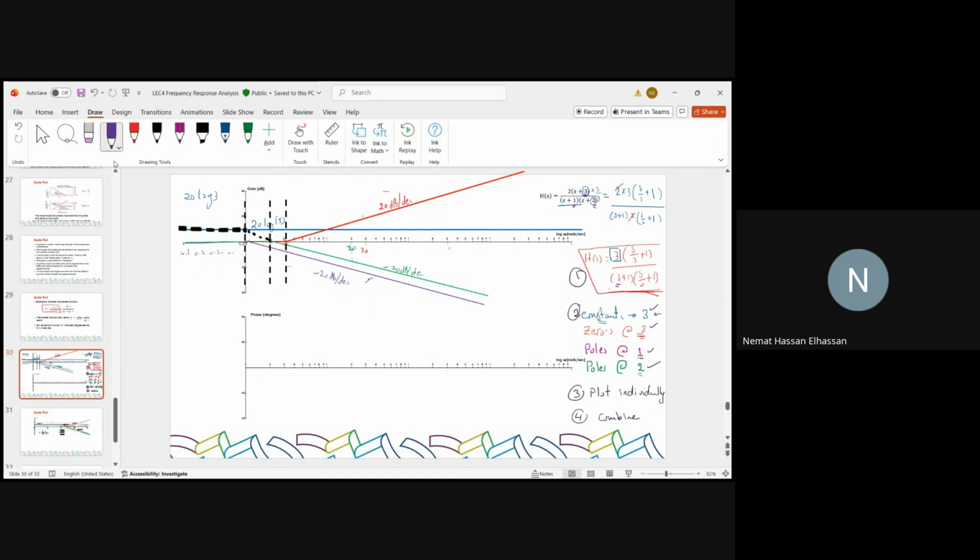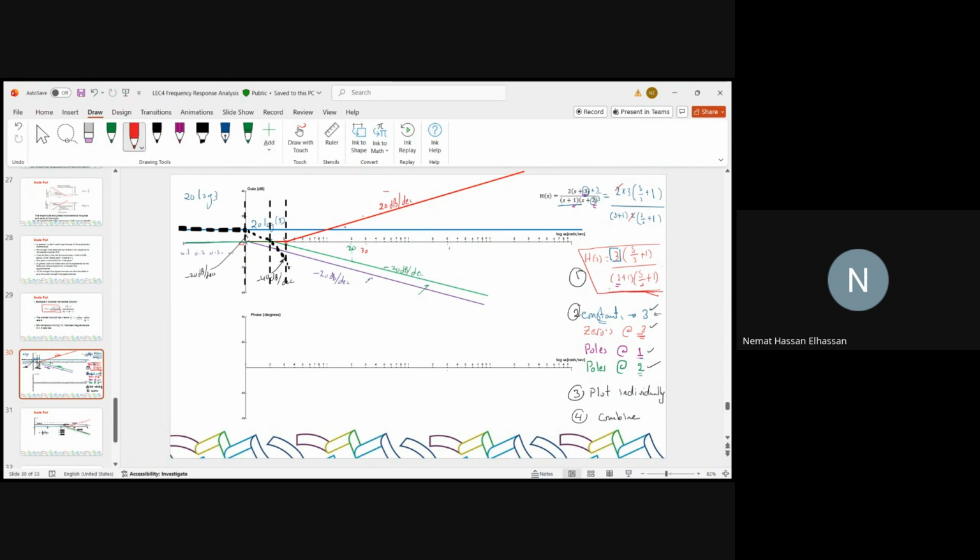We have the purple and the green line contributing to the overall gain, which means that it will drop, but it will have a further drop. So if the drop here is negative 20 decibels per decade, the drop between 2 and 3 would be negative 40 decibels per decade. And then at that point, we have all 4 components contributing.